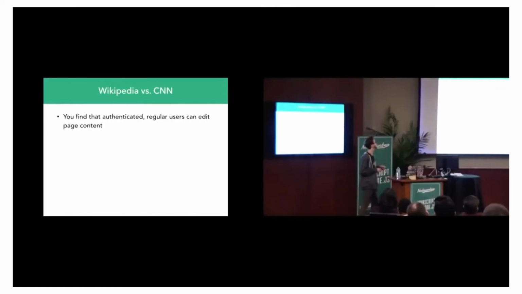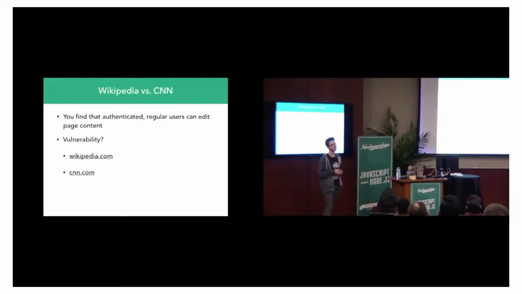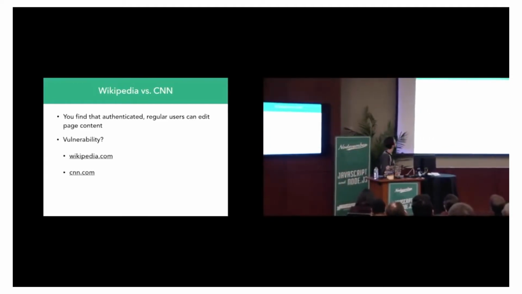So here's an example, Wikipedia versus CNN. Suppose that you find that authenticated regular users can edit page content. So is it a vulnerability? If you think it's a vulnerability on Wikipedia, raise your hand. What about CNN? Anybody? Yes. I think it'd be bad if we found that, I'm not going to get political, if CNN posted an article about cats and someone edited that to say that the cats are now president and they're taking over the country, we'd probably say that's a vulnerability. Wikipedia, obviously, if you're authenticated, you can go and change content because that's how Wikipedia works. So it's good to think of things in the context of how they work.